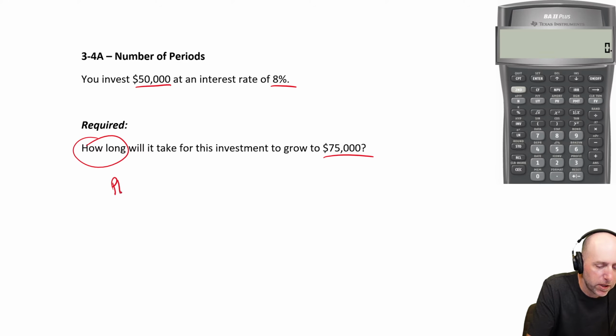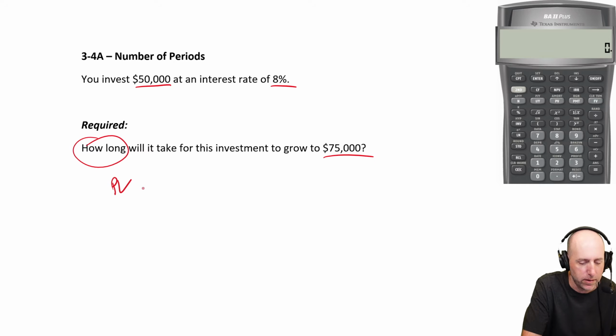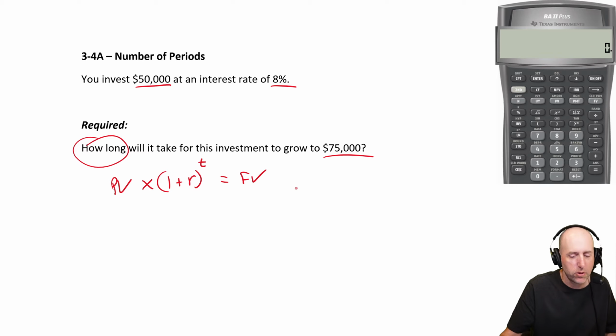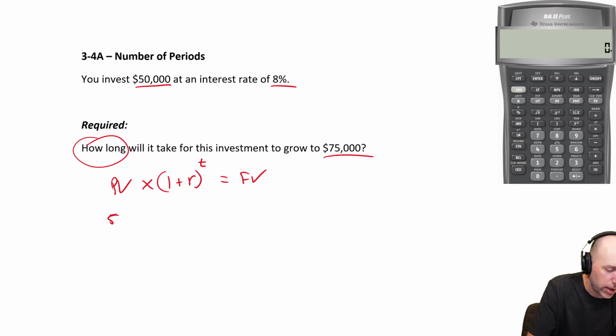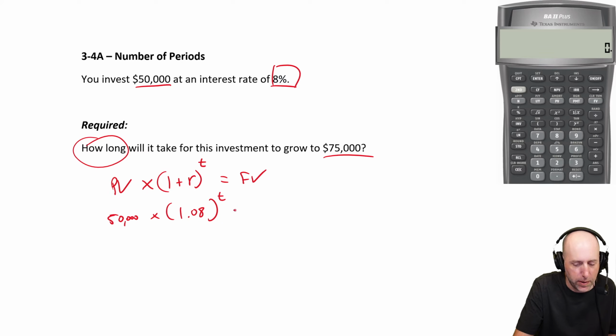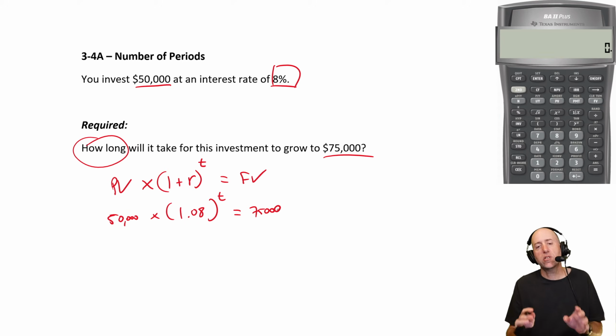So here's the formula we've been using quite often this module. The present value, you take the dollar value today times 1 plus the rate raised to the power of the number of periods equals our future value. So plugging things in here, it's $50,000 times 1 plus the rate of interest, 1.08. Our rate is 8%. Raised to the power of t, that's what we're solving for. We don't know the number of periods, equals our future value, 75,000. So we've got to solve for t.